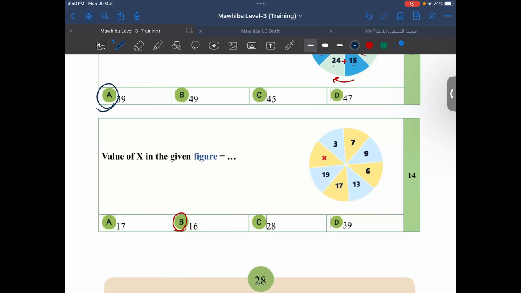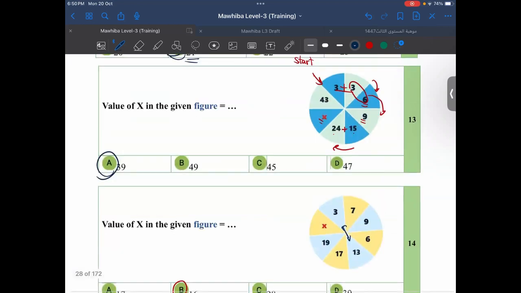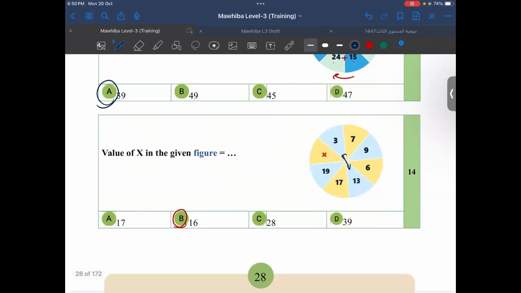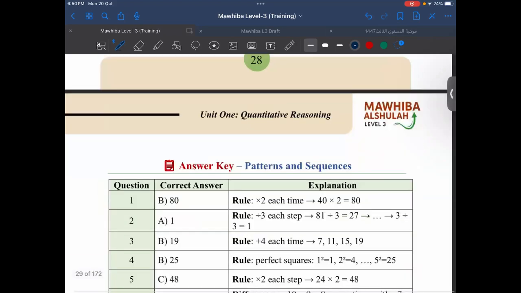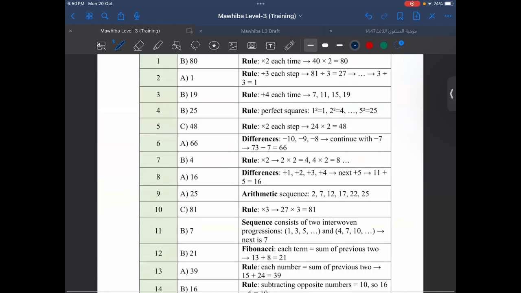As we said, there are mainly two ways to make patterns in a circle, either the numbers facing or the numbers beside. We saw the numbers beside each other in the question above. Here, the numbers facing each other is only adding 10 to the number facing it. So with that, we're done with patterns and sequences.